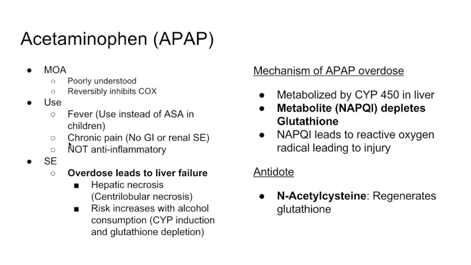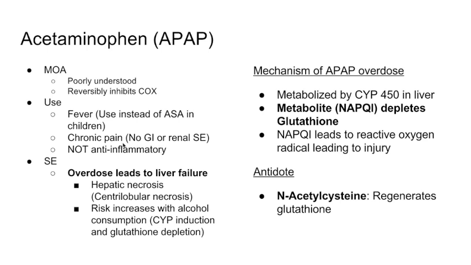But the biggest things about acetaminophen are the side effects and the mechanism of the overdose. But let's talk first about the use. It can be used for fever and pain. You all have used acetaminophen before. The important thing is that it's not an anti-inflammatory, because it doesn't really inhibit prostaglandins.